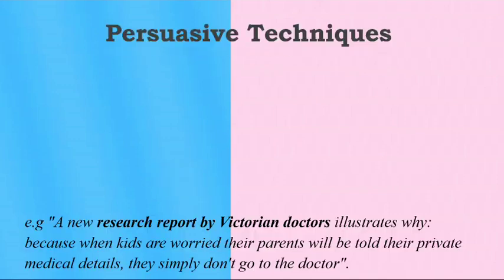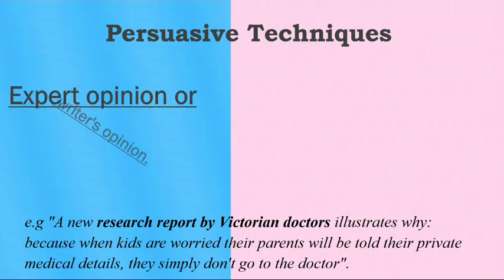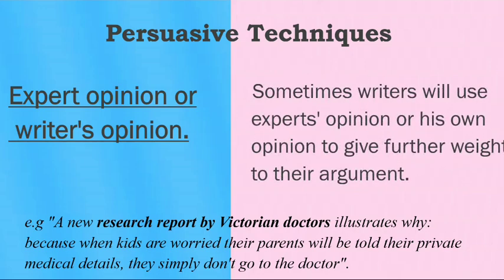Next is the expert opinion or the writer's opinion. Sometimes, writers will use an expert's opinion to give further weight to their argument. Example: A new research report by veteran doctors illustrates why. Because when kids are worried their parents will be told their private medical details, they simply don't go to the doctor. As you can see, the highlighted words are the expert opinion.